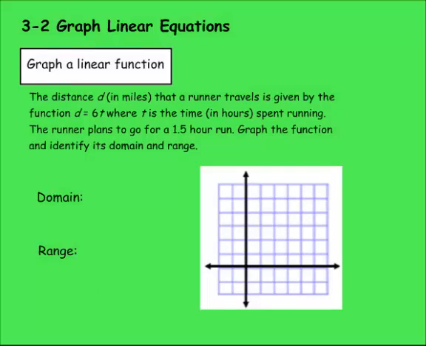Now let's graph a linear equation. The distance d in miles that a runner travels is given by the function d equals 6t, where t is the time in hours spent running. The runner plans to go for a 1.5 hour run. Graph the function and identify its domain and range. So we need to input different amounts of time here. And it looks like we're going to start at 0 because you can't run for a negative amount of time. So let's try plugging in 0 for this equation.